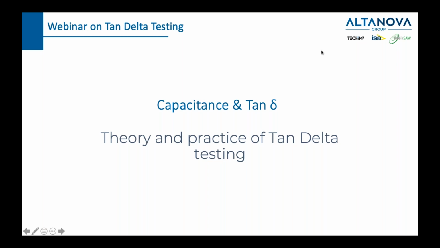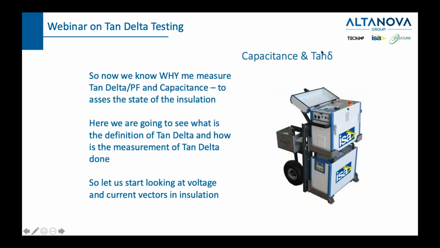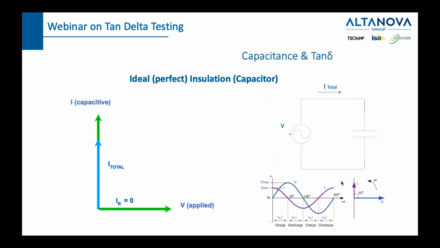Now in the second part, we're going to talk a little bit about theory and practice. Now let us proceed with capacitance and tan delta theory and practice. In the theory and practice of tan delta, we will show you some of the devices which we use to do a tan delta measurement, capacitance and tan delta. We see here STS and the TD5000. So let's see how some vectors of current and voltage in the insulation help us understand how to measure tan delta.